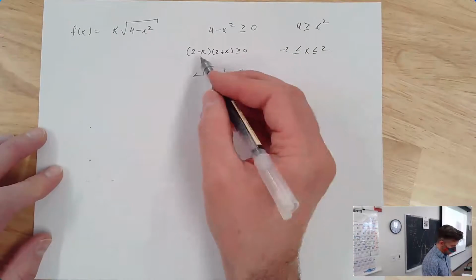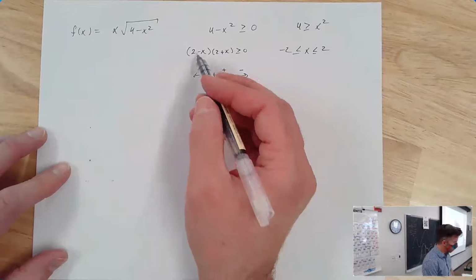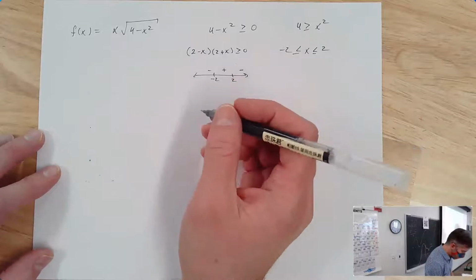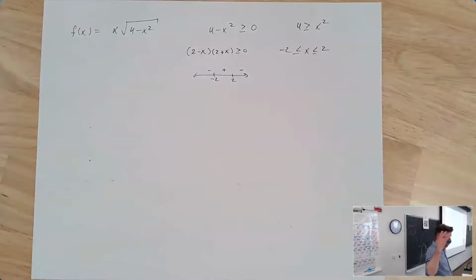Right, if x is 3, negative, positive. If x is -3, positive, negative. If x is in the middle, positive, positive. Good to go. So there's not going to be a whole lot of graph here. We'll just have to come from -2 to 2, and that's kind of it.